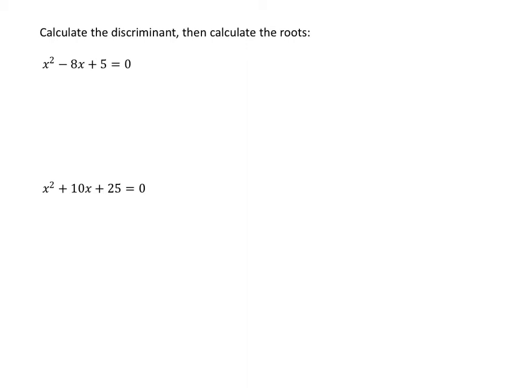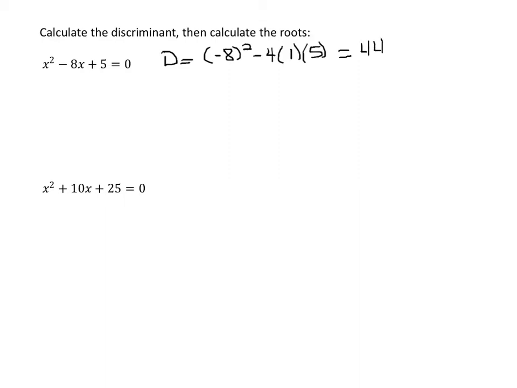So now what we'll do is we will calculate the discriminant for each of these, and then we'll calculate the root. So first the discriminant, which is b squared minus 4ac. So that's negative 8 squared minus 4 times 1 times 5. And this gives us a discriminant of 44.